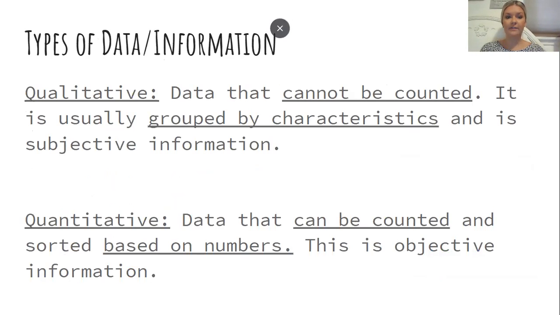So qualitative is the data that cannot be counted. It's usually grouped by characteristics and is subjective information. Quantitative, on the other hand, is data that can be counted, so numbers, and sorted based on numbers. This is objective information. So quantitative is based on numbers. Qualitative is grouped by characteristics. We need to remember those two.